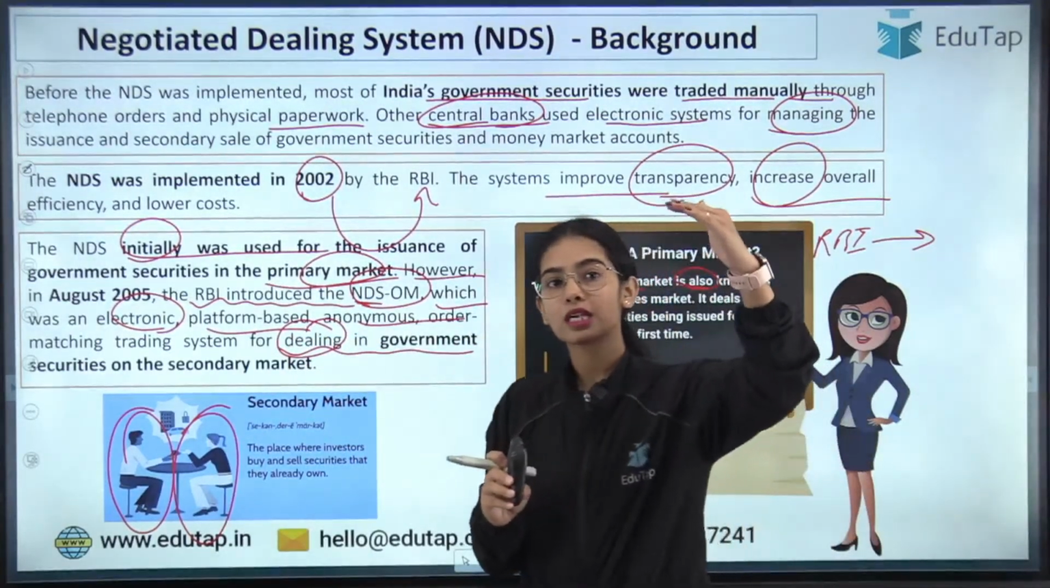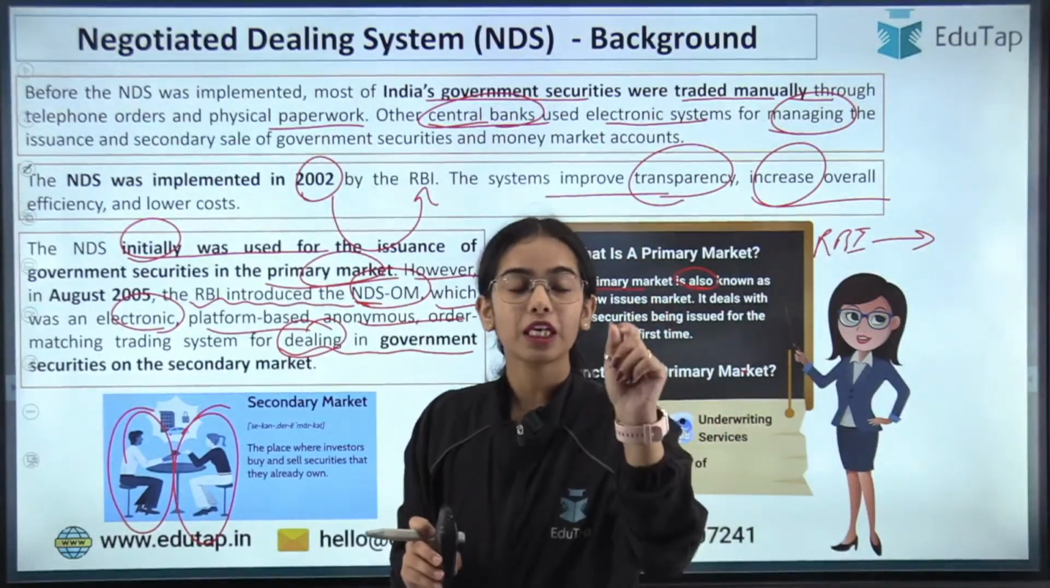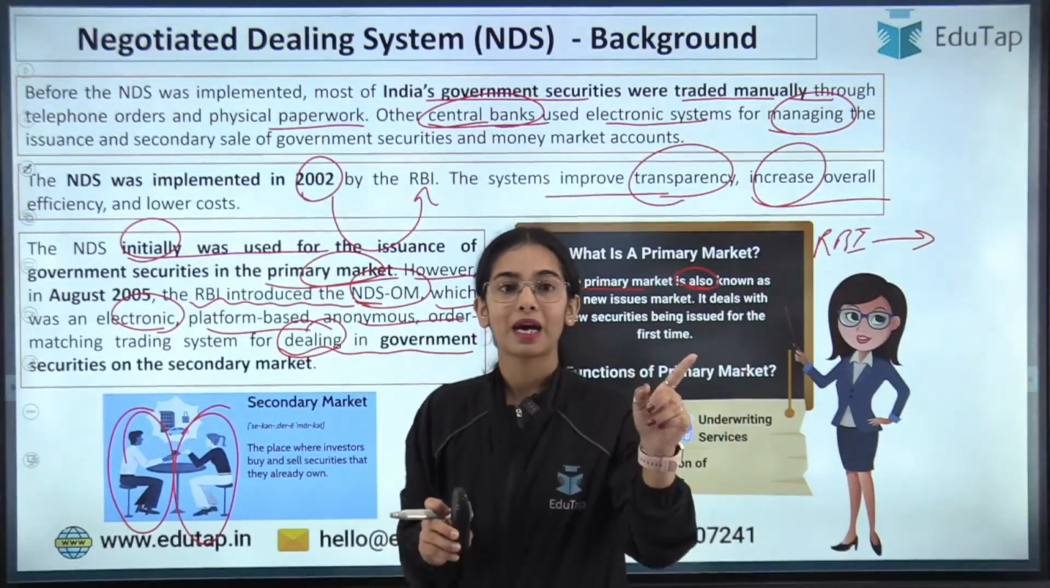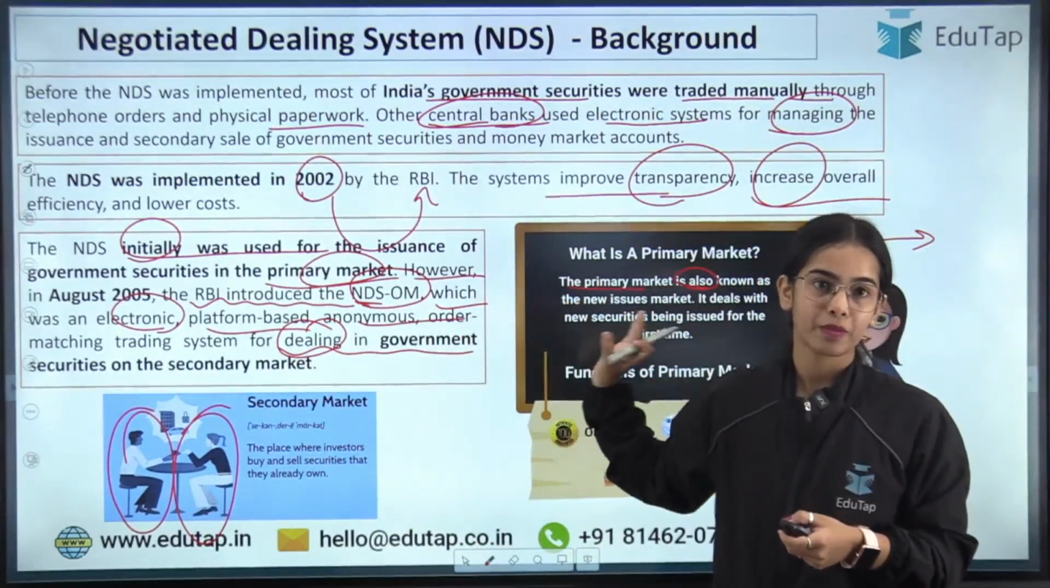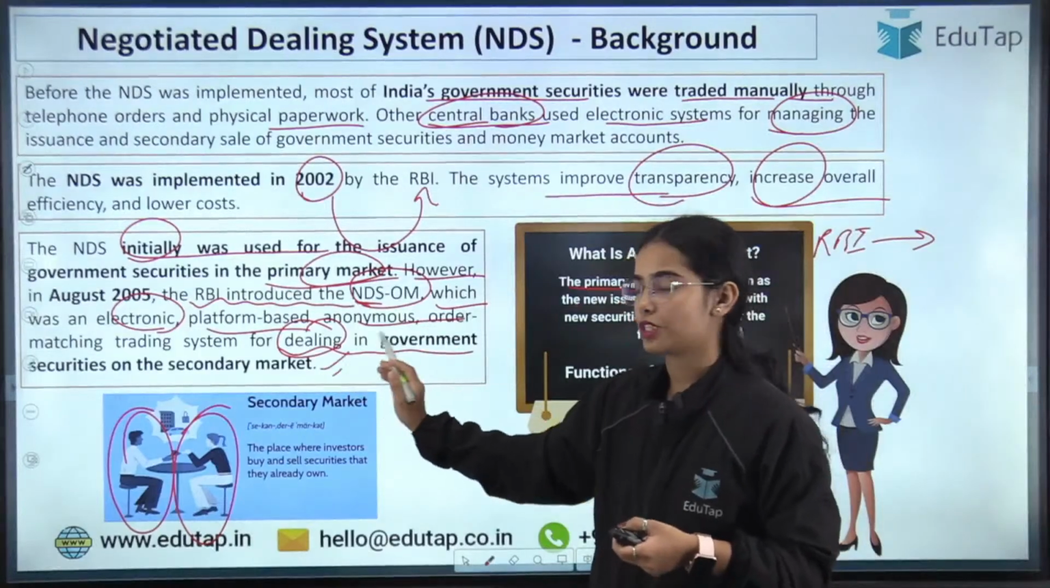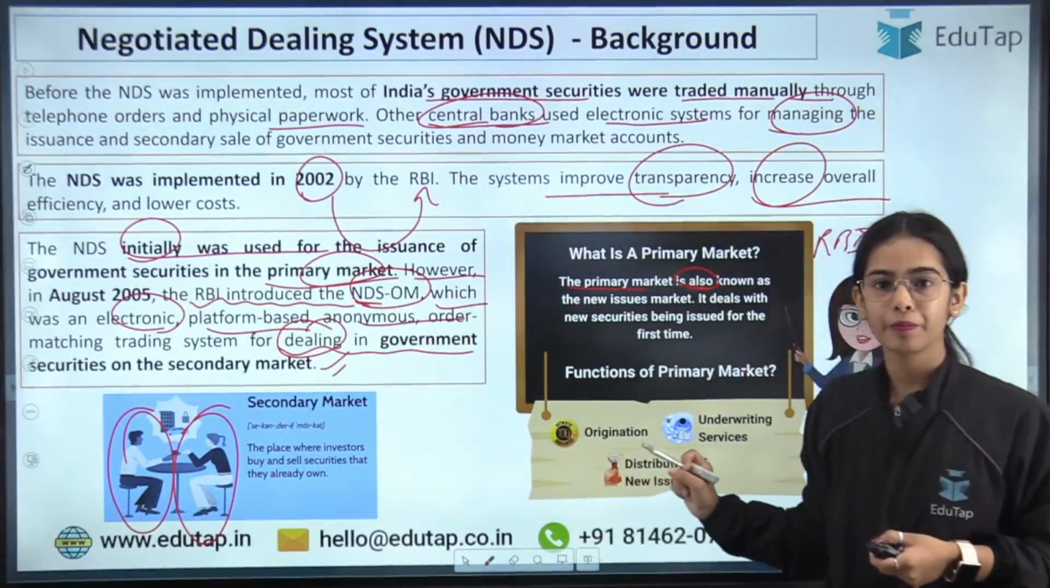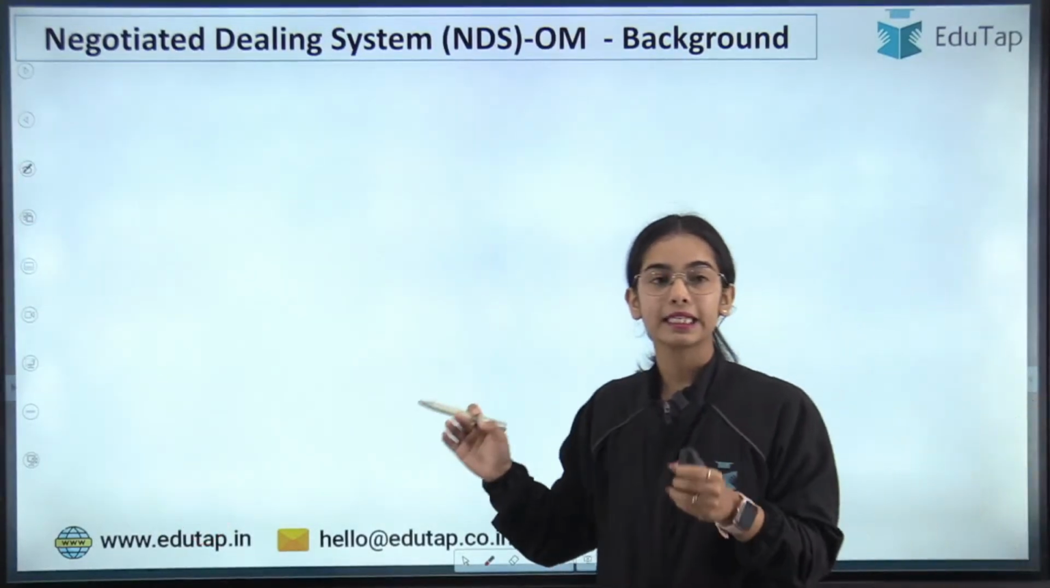So NDS was started in 2002 for the primary issuance of the government securities by the RBI, but later on it was also used for the secondary market, for the secondary issuance. Okay, I hope this is very much clear. Now coming to the next slide, that is NDS-OM.